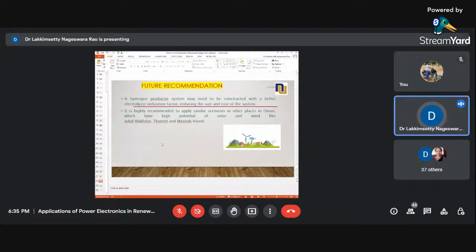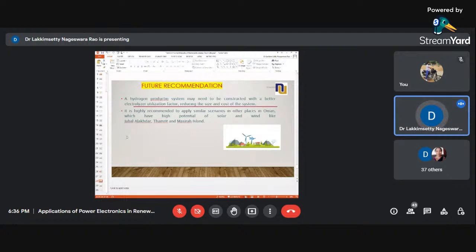This hydrogen production system may need to be constructed with a better electrolyzer and utilization factors. It may also reduce the size and cost of the system. That means if you are able to go with better quality systems, definitely the cost of operation can be minimized. And as per the observations and the literature, it is highly recommended to apply a similar scenario in other parts of Oman.